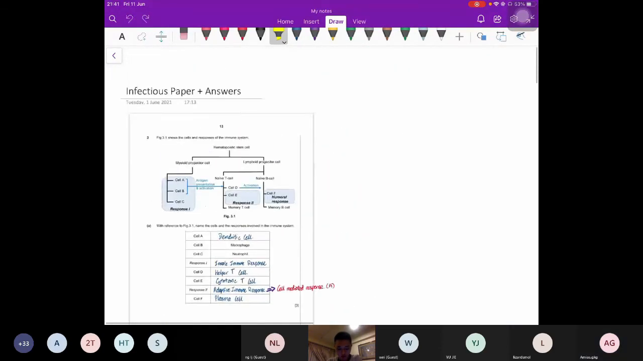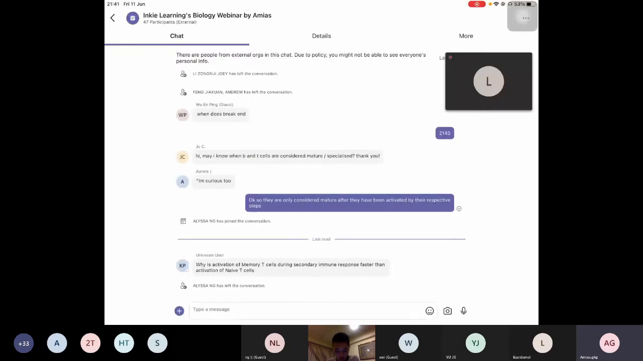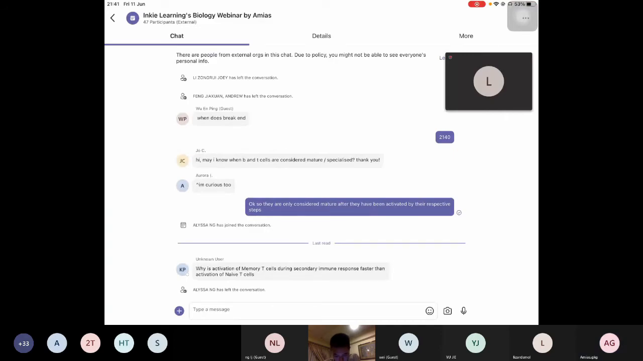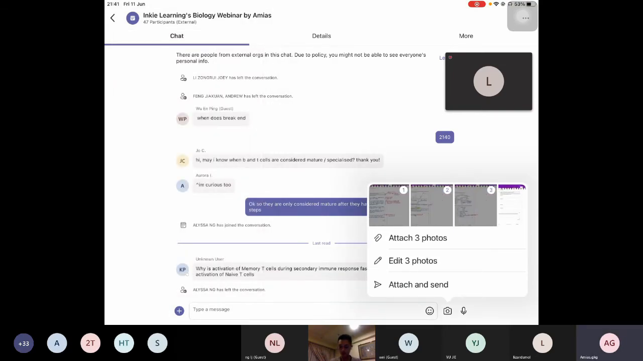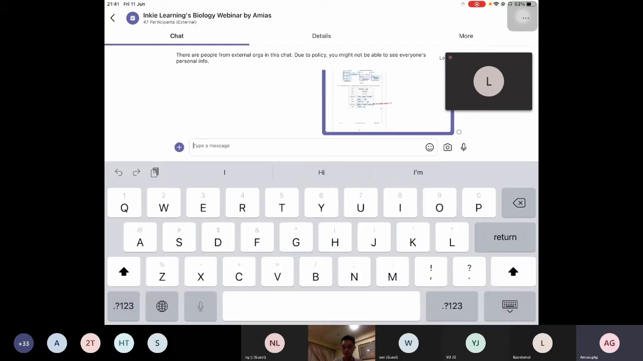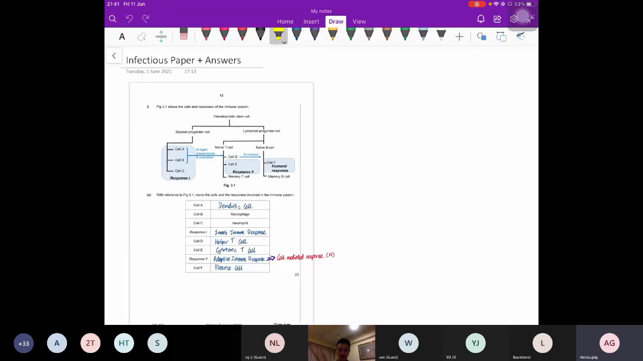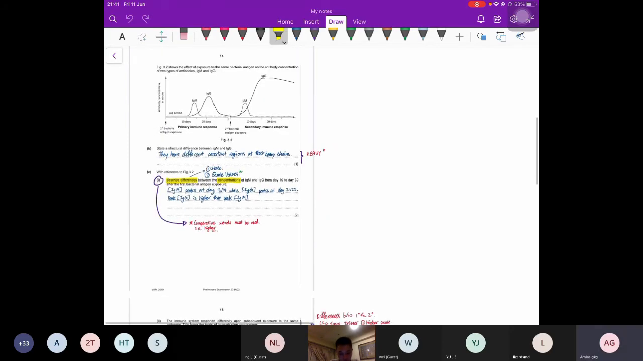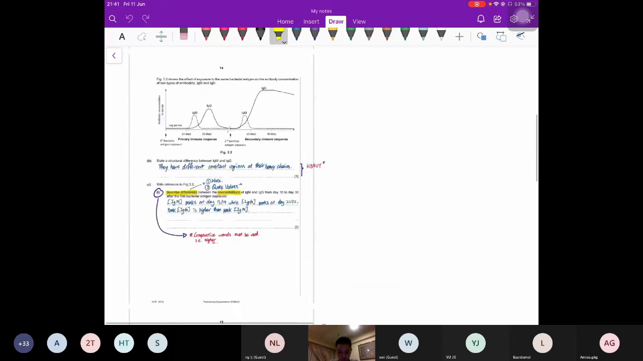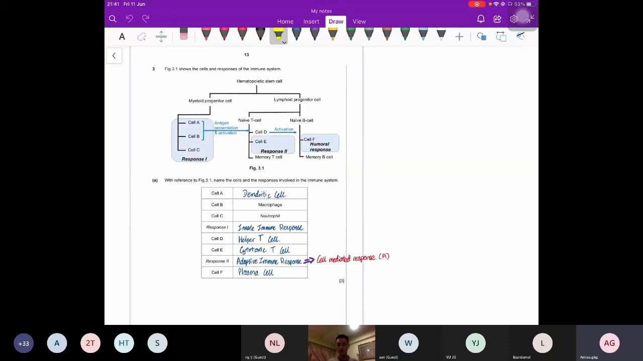So the paper. I will send the answers to the chat first. We'll answer KP's questions later. The paper is a typical infectious disease paper. The only thing that may not be very similar to A levels is that it is not cross topic at all. This is a purely infectious disease question. In the A levels, it'll be very cross topic.